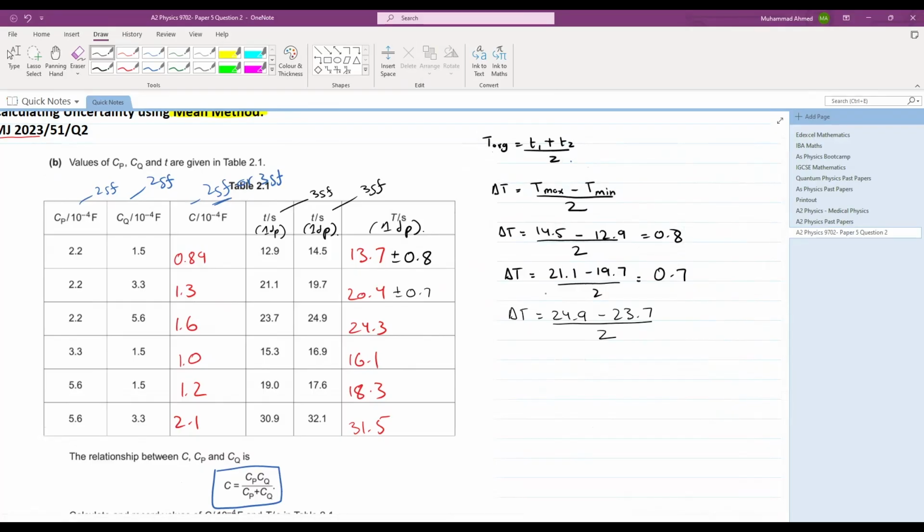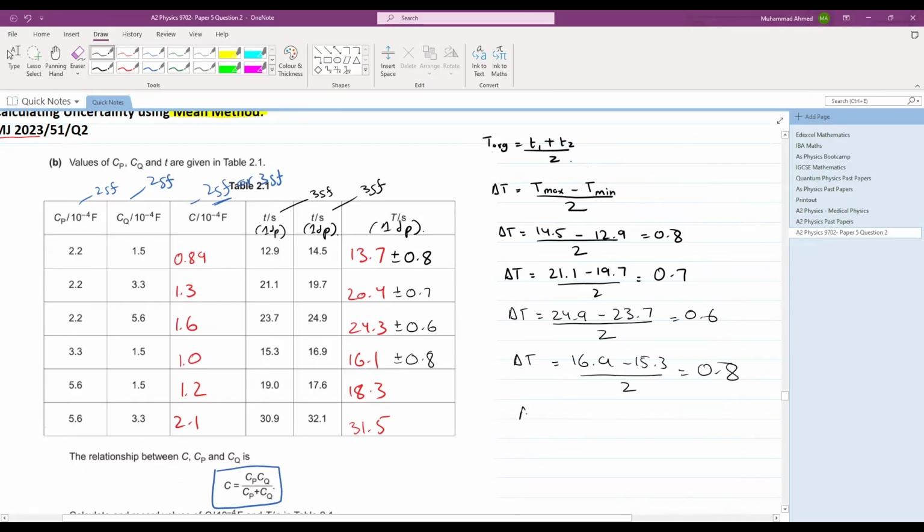24.9 minus 23.7 divided by 2. This gives you an answer of 0.6 plus minus 0.6. Perfect. Let's calculate the absolute uncertainty in the fourth row. 16.9 minus 15.3 divided by 2. This comes out to be 0.8. Perfect. Plus minus 0.8.